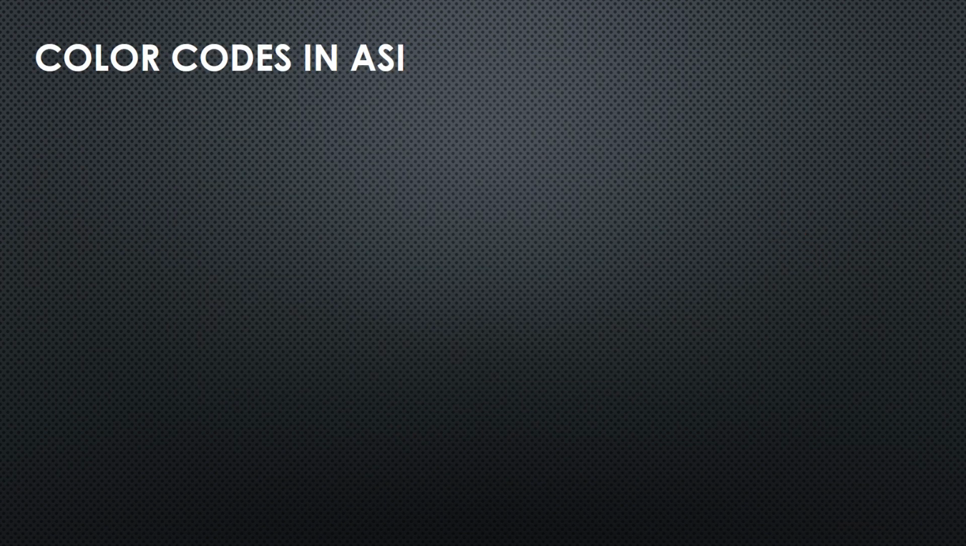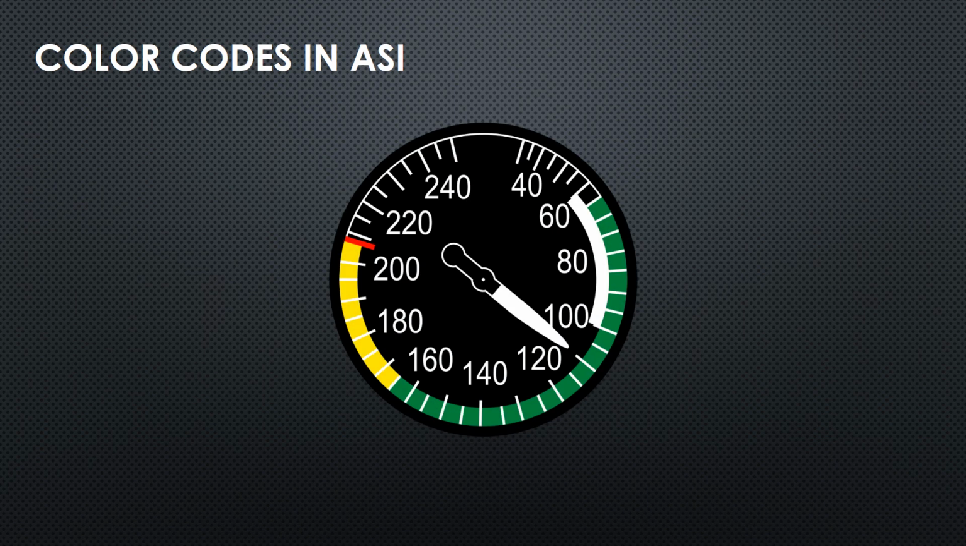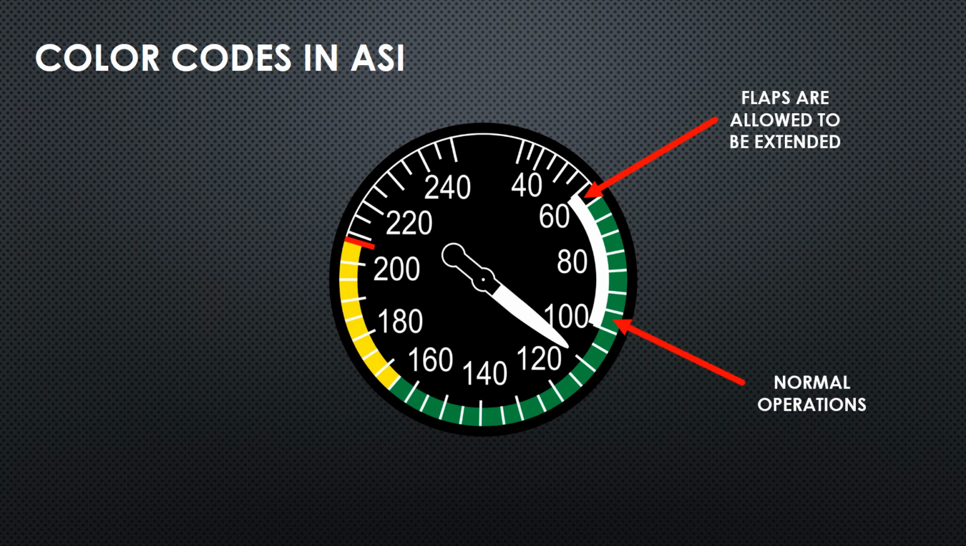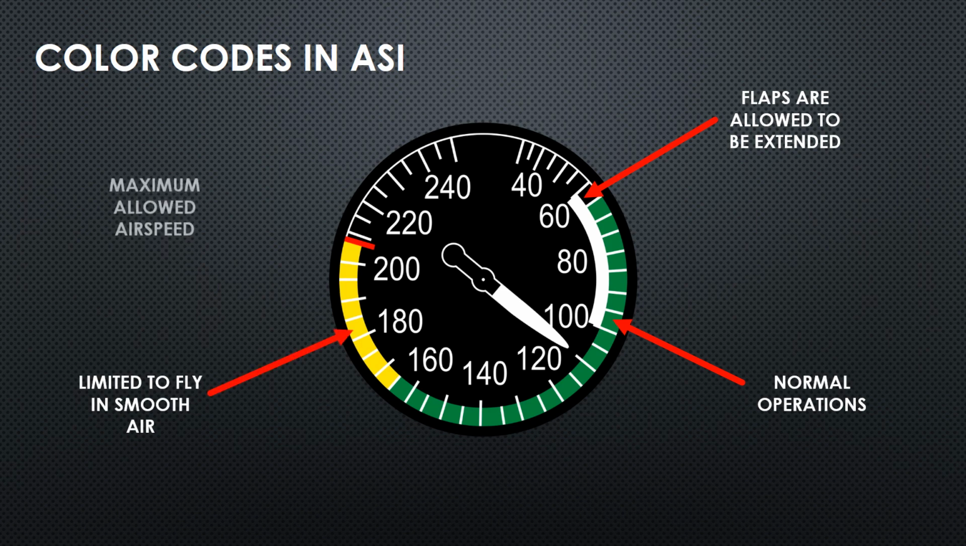Some aircraft have color-coded ASI. The white arc indicates that flaps are allowed to be extended. The green arc indicates normal operations. The yellow arc indicates limited to fly in smooth air. And lastly, the red mark is for maximum allowed airspeed.